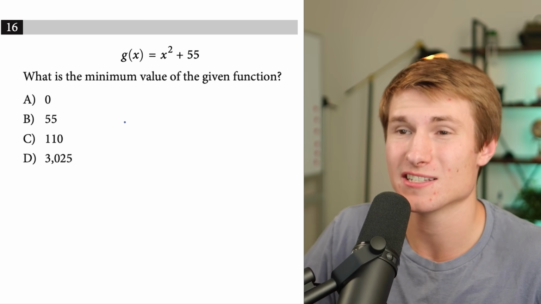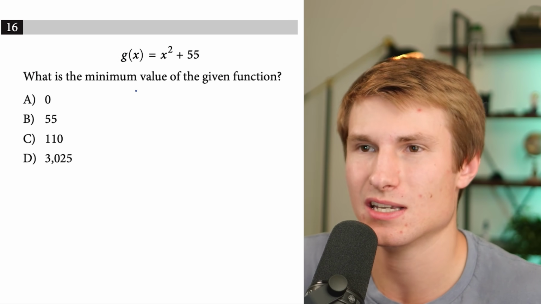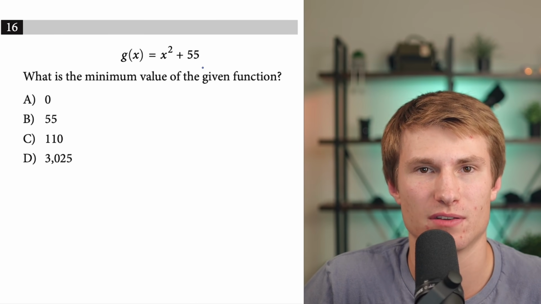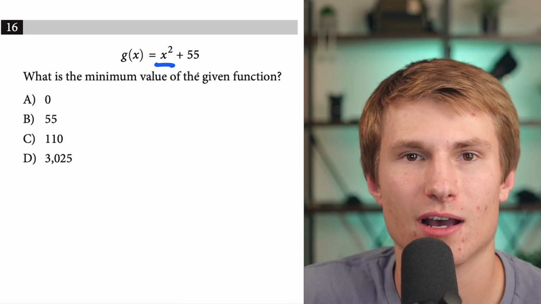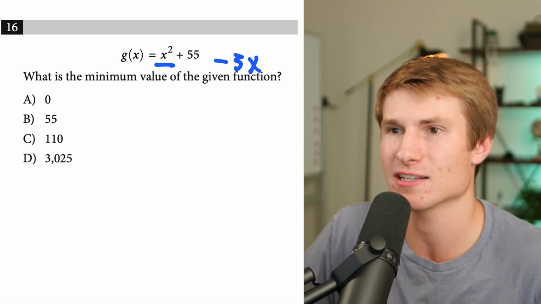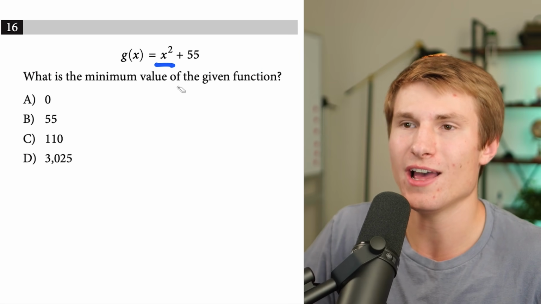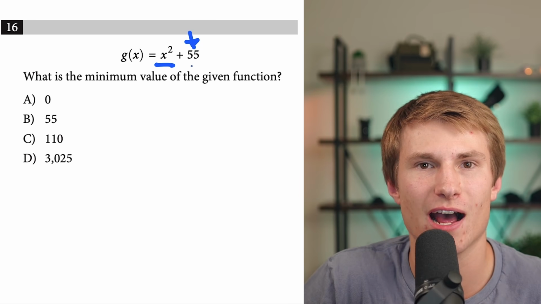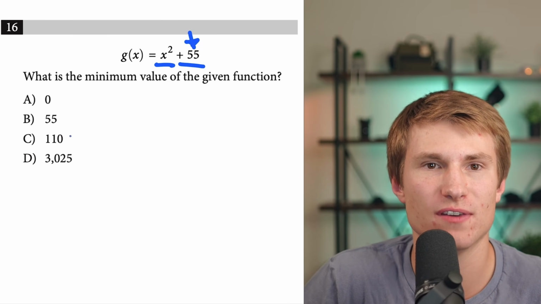Here's how to solve this SAT math question super quickly. Question 16 states, what is the minimum value of the given function? We have g of x equals x squared plus 55. Now, since we have an x squared value, we don't have any sort of minus 5x value or anything like that. We know that any number that is squared is going to be positive, and that's just being added to 55. So our minimum value will be 55.